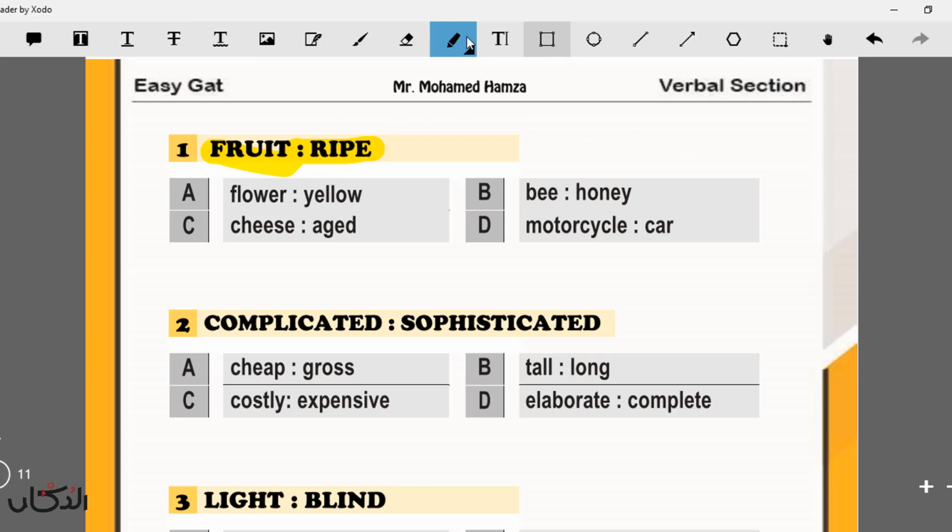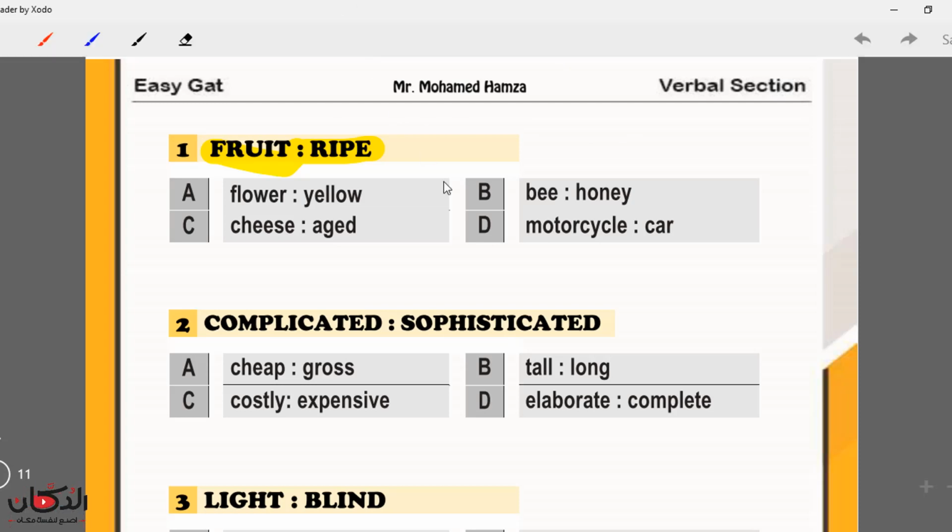So how to think? First, exclude the wrong answers. Like what? Like bee and honey. Why is it wrong? Because honey is a noun, and as we said, this is an adjective here. Ripe is an adjective, so this is wrong. Motorcycle and car is also wrong, because car is a noun. We need an adjective. So we have 2 answers, yellow and aged.